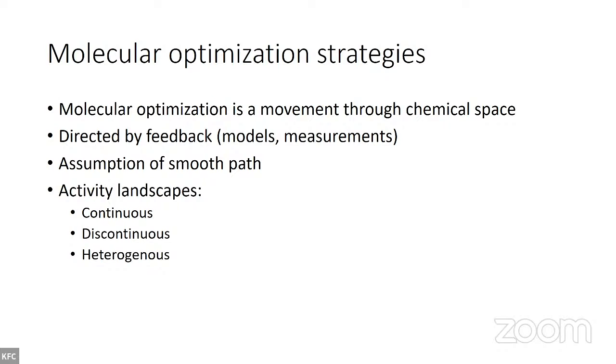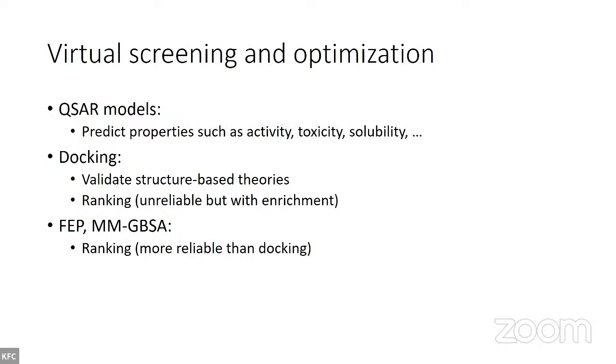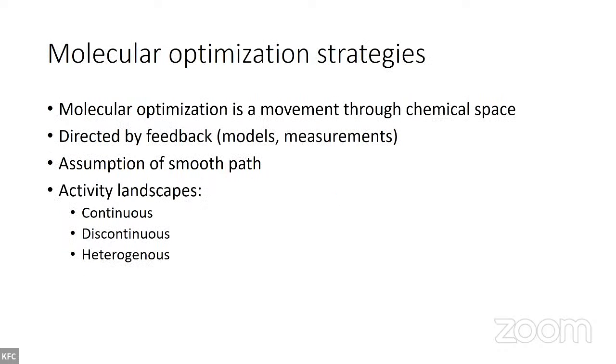There is an assumption of a smooth path through chemical space, but actually this activity landscape, as we call it, is almost never continuous, typically either discontinuous or heterogeneous. So we will meet walls and valleys in this landscape, which I will discuss very shortly. If you want to optimize directed by feedback using models, what are some ways to do it?